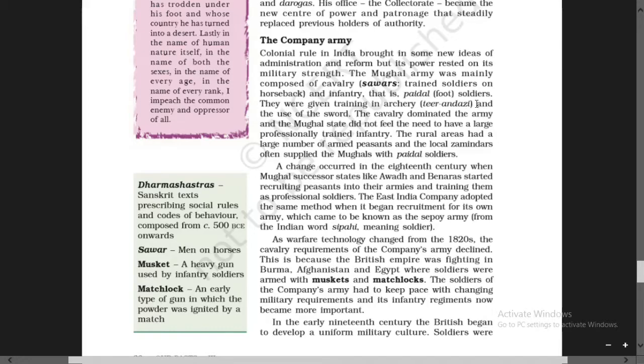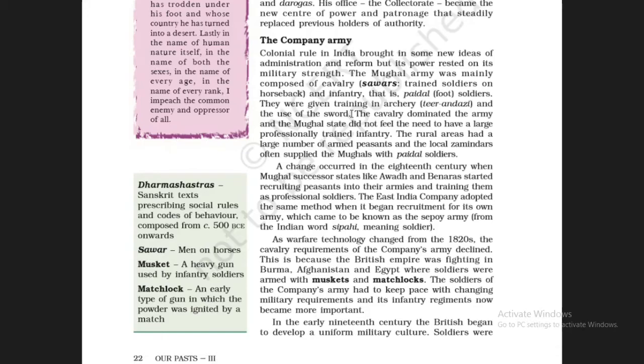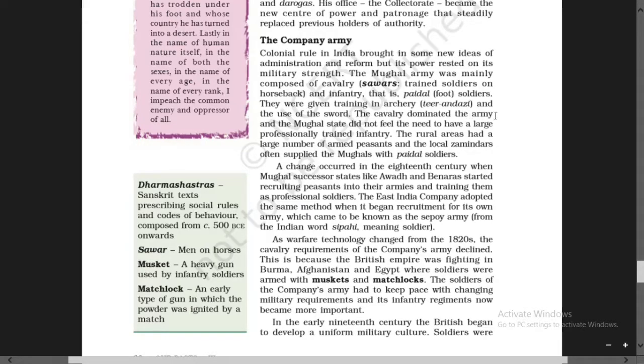These are Hindi words, boys. So archery means tirandaji and the use of the sword. They were given training in how to use the sword and archery. The cavalry dominated the army, and the Mughal state did not feel the need to have a large professionally trained infantry. Cavalry means soldiers who fight on horseback. They dominated the army, and the Mughal state did not feel the need to have a large professionally trained infantry.